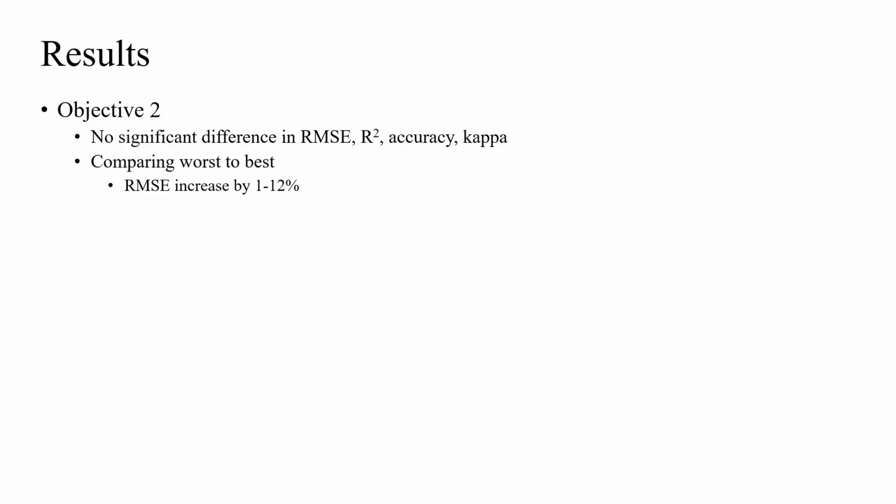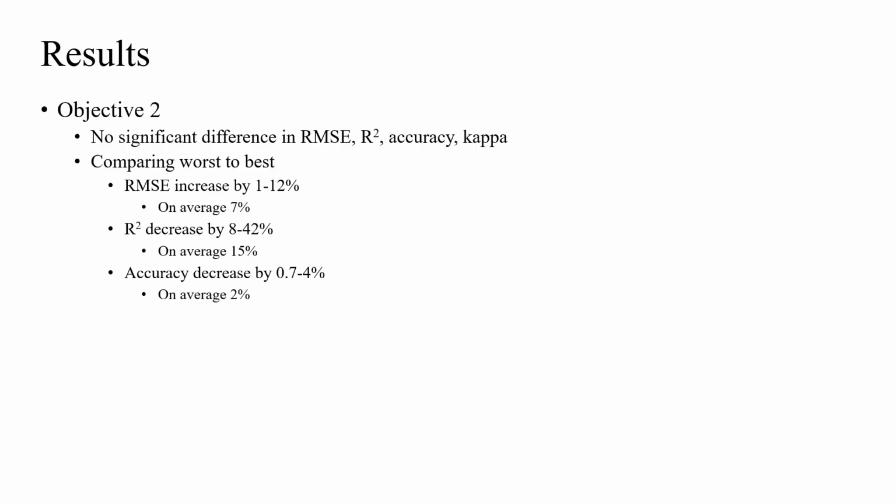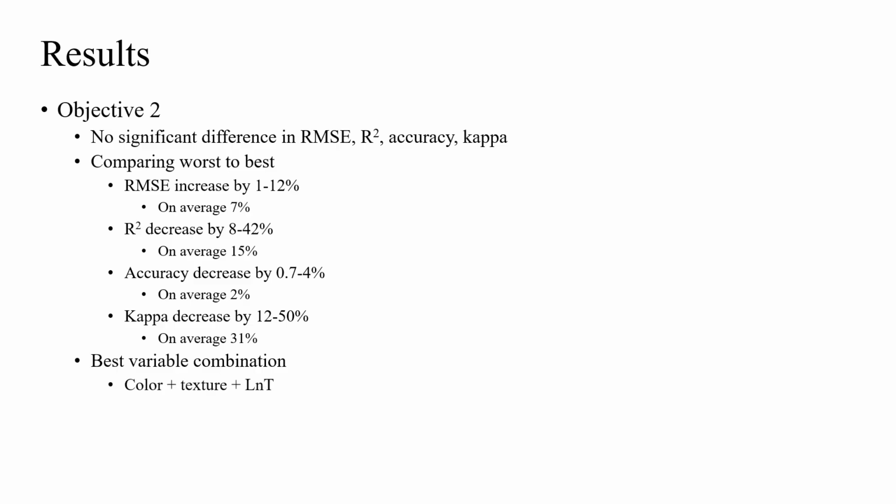1 to 12%, on average 7%. R-squared would decrease by 8 to 42%, on average 15%. And accuracy would decrease by 0.7 to 4%, on average 2%. And kappa would decrease by 12 to 50%, on average 31%. Except for seed size and fiber, the variable combination of color, texture, and time and location consistently provided better results, hence was identified as the best variable combination for both regression and classification.